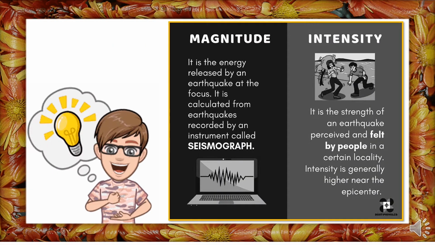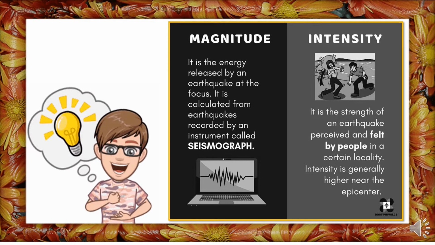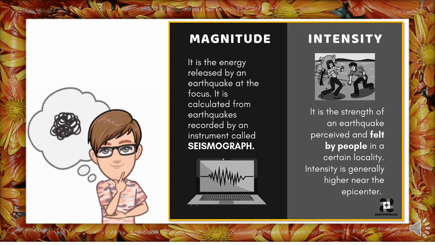Magnitude: it is the energy released by an earthquake at the focus. It is calculated from earthquakes recorded by an instrument called seismograph. Intensity: it is the strength of an earthquake perceived and felt by people in a certain locality. Intensity is generally higher near the epicenter.